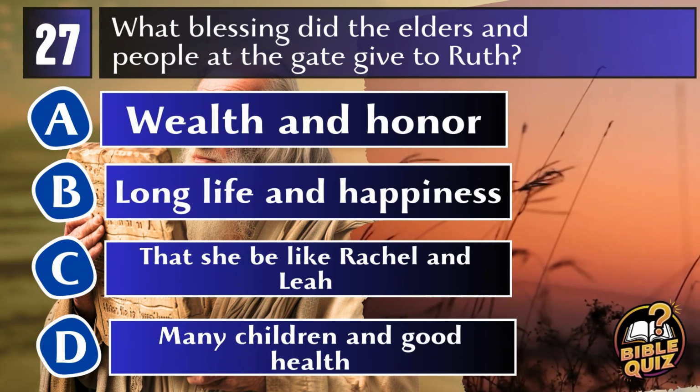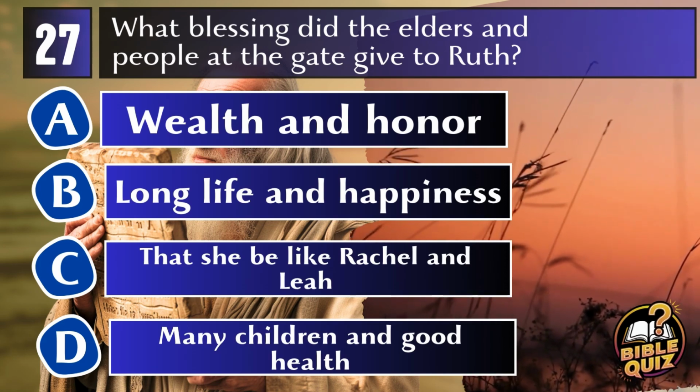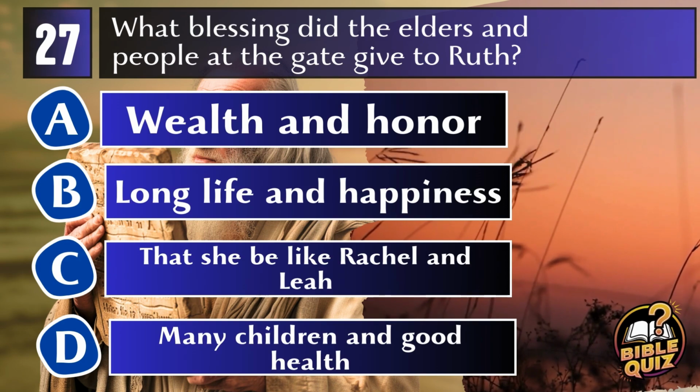Question 27. What was the blessing given to Ruth by the elders and the people at the gate? A. Wealth and honor. B. Long life and happiness. C. That she be like Rachel and Leah. D. Many children and good health.